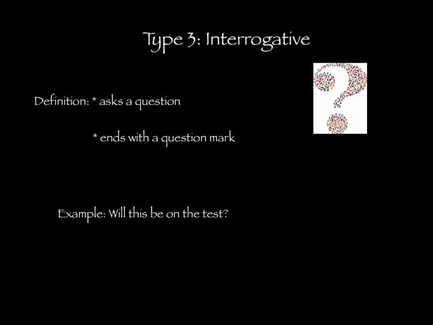By the way, do you know what an interrogative sentence is? Matter of fact, Mr. Geiselman, I can tell you what an interrogative sentence is right now. That is our third type of sentence. And the definition of an interrogative sentence is something that asks a question and it ends with a question mark. An example of this would be, will this be on the test? Question mark. So make sure you pause and write down the definition, which is something that asks a question, and then come up with your own example sentence of interrogative.